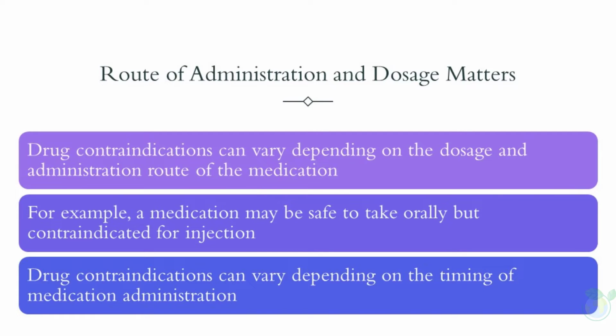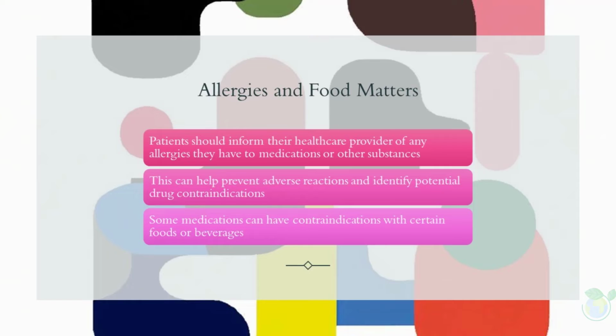Route of administration and dosage matters. Drug contraindications can vary depending on the dosage and administration route of the medication. For example, a medication may be safe to take orally but contraindicated for injection. Drug contraindications can also vary depending on the timing of medication administration. For example, some medications may need to be taken with food or at a certain time of day to avoid interactions with other medications or to minimize side effects.